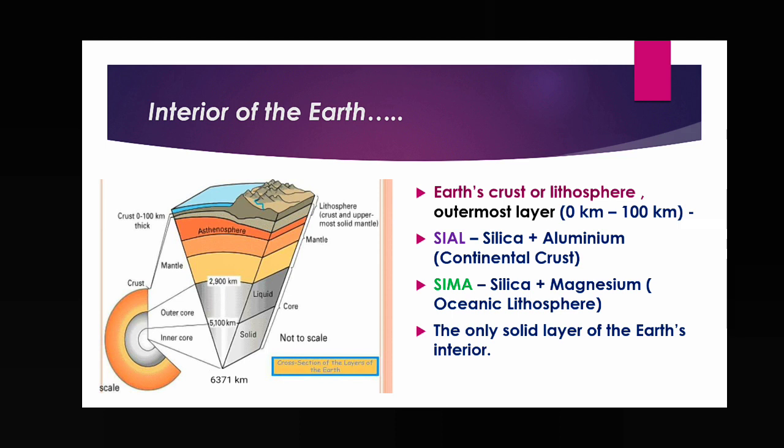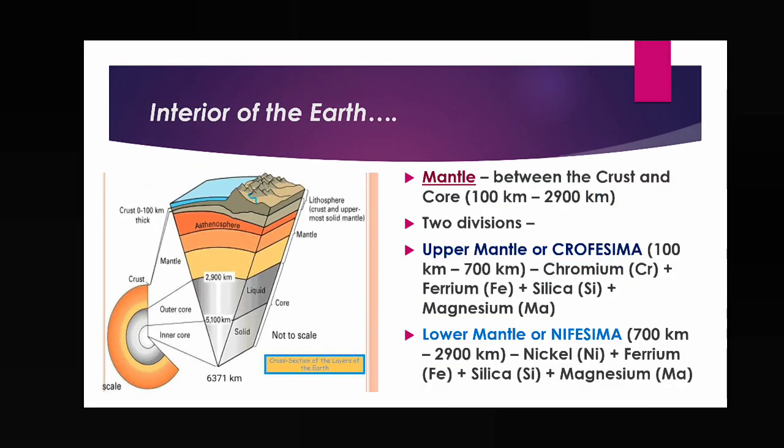Now, before going to today's topic, we also have to know about the second layer of the earth's interior, and that is called the mantle. From here all the materials are in liquid or semi-liquid form, and it starts just below the crust and extends up to the outer core, the last layer of the core. So the mantle is located between the crust and core. That means 100 kilometer to 2900 kilometer, and it is divided into 2 divisions: upper mantle or prophesima.